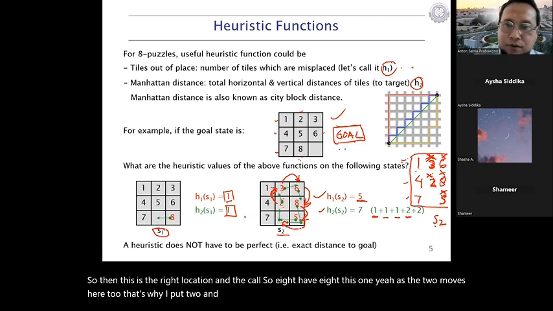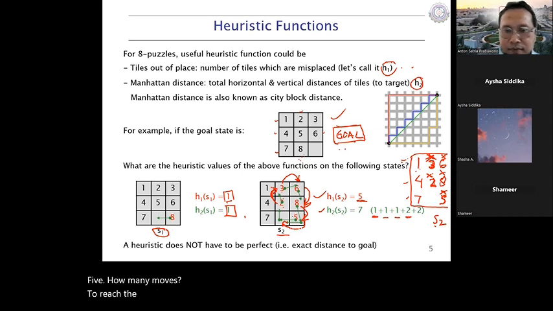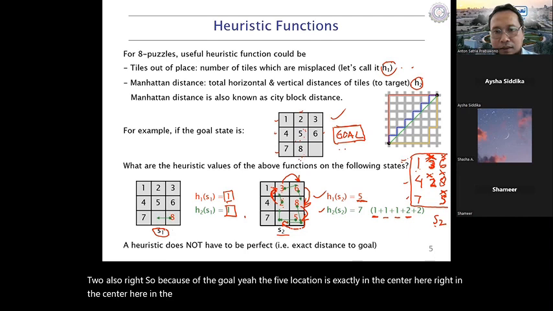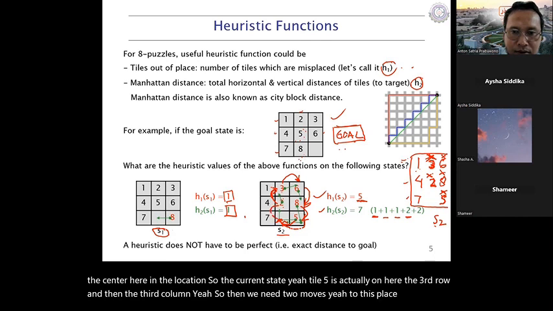And now the last one, 5. How many moves to reach the goal? Also 2, right? Because in the goal, the location of 5 is exactly in the center here. In the current state, tile number 5 is in the third row and the third column. So we need 2 moves, to this place and then to this place, the center. So this is 2 moves.